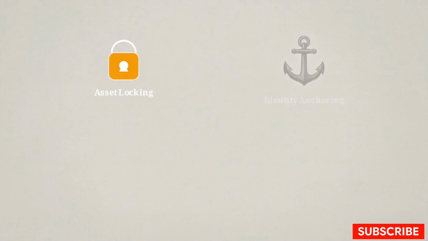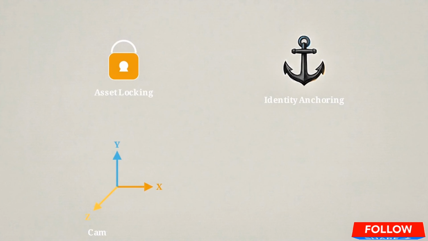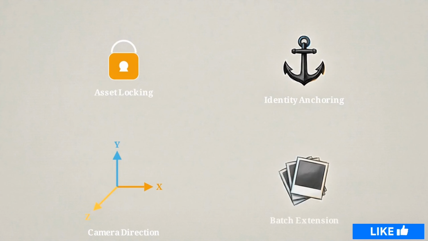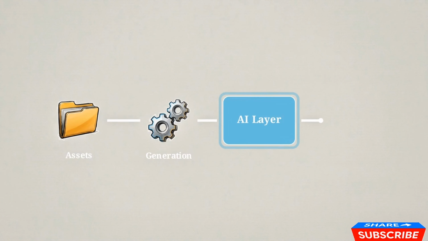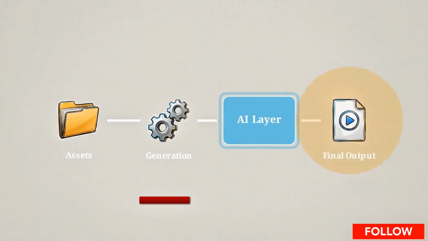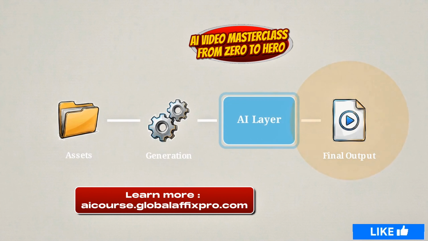The workflow relies on 4 pillars: locking static assets, anchoring with references, directing with camera vectors, and utilizing batch extension. Professional AI video production belongs to those who treat these models not as a shortcut for content, but as a layer within a disciplined commercial pipeline.